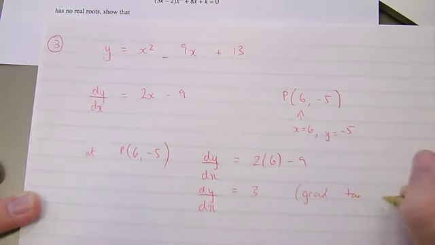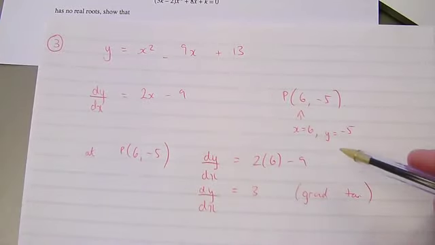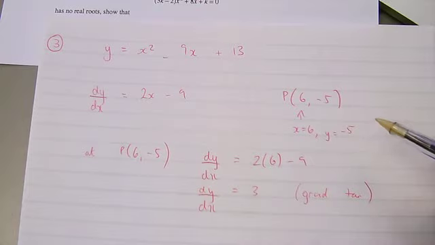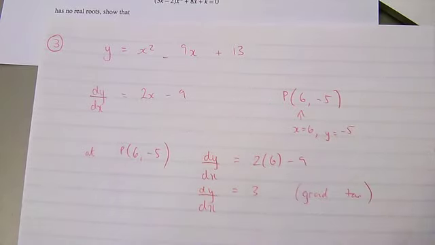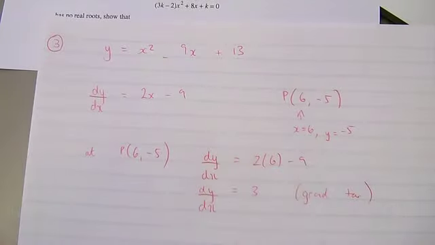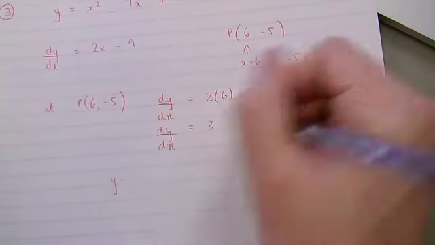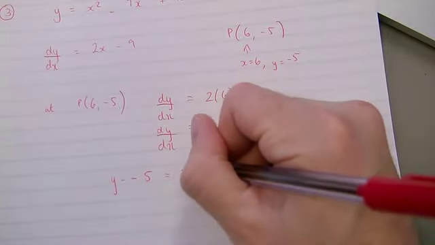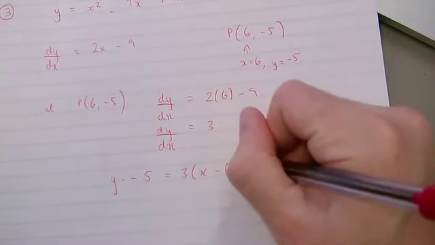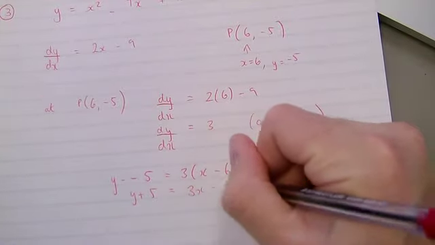If I wanted to work out the gradient of the normal, then I'd have to have those, the normal being at right angles to the tangent at the same point. Its gradient would be minus 1/3, but I'm not asked for the normal. It's said in bold to find the equation of the tangent. So I now use the same formula that I used in question 1. Y minus y1, so in my case y minus minus 5, careful with the minuses, equals 3, x minus 6, so I'm going to have y plus 5 is equal to 3x minus 18.